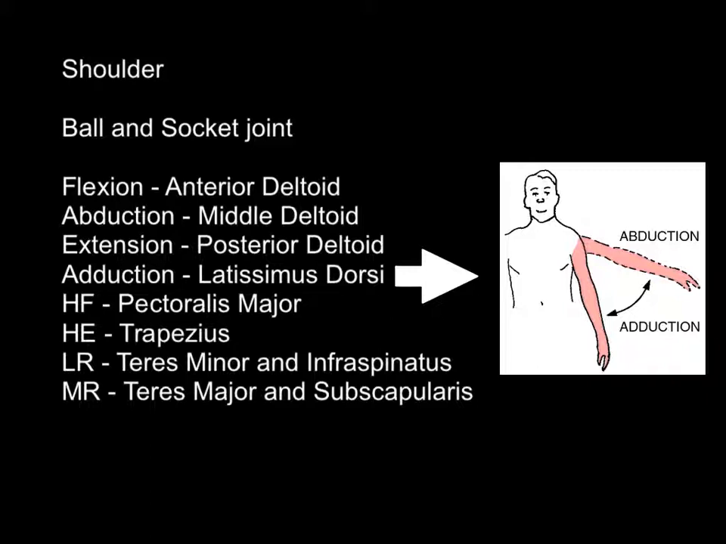And a common movement that they might ask for abduction and adduction is maybe the phases of a star jump, where in the outward phase of a star jump, where the shoulders and arms are going outwards, that's abduction caused by the middle deltoid, and then bringing the arms back into the body, or the hips, would be caused by the latissimus dorsi here, in this case the shoulder.